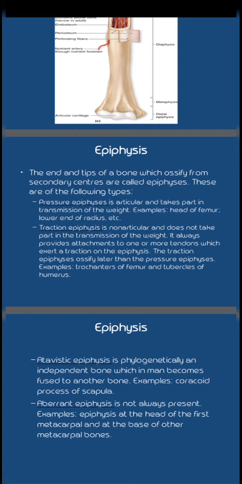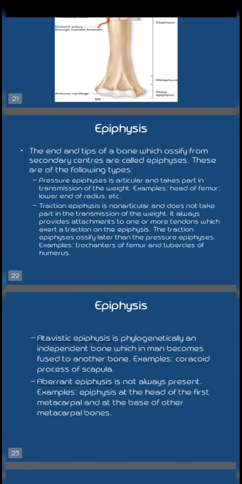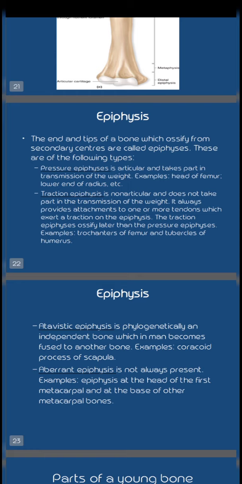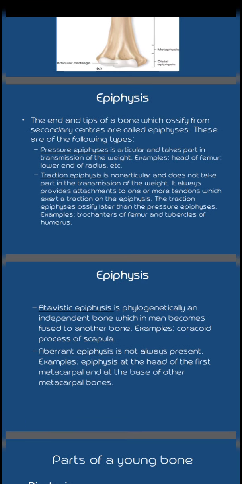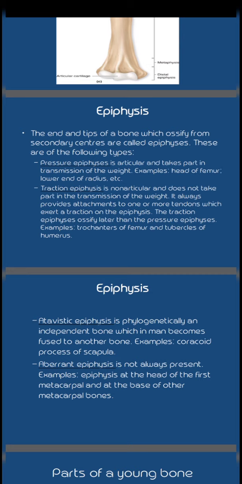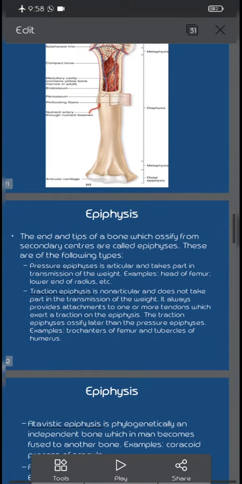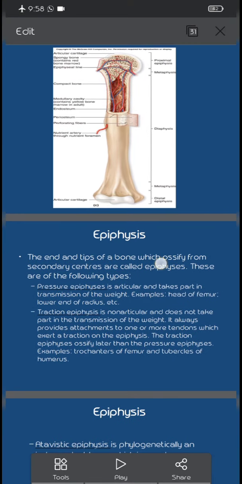So there the pressure epiphyses are present, whereas traction epiphyses are non-articular. They do not take part in transmission of the weight. They just serve as attachment to tendons of the body that exert a traction on the epiphysis. Traction epiphyses ossify later than the pressure epiphyses, such as the trochanters of the femur and the tubercles of the humerus.